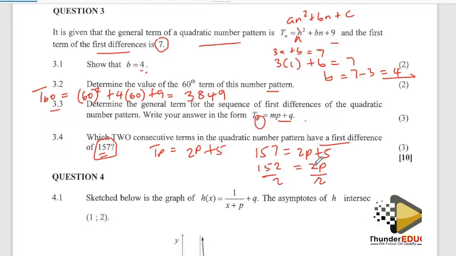Divide both sides by 2. For half of 152, I'm getting 76. So between which two consecutive terms? So it's between T76 and T77. That is how 3.4 is meant to be answered.